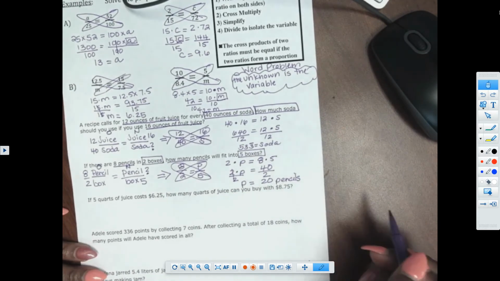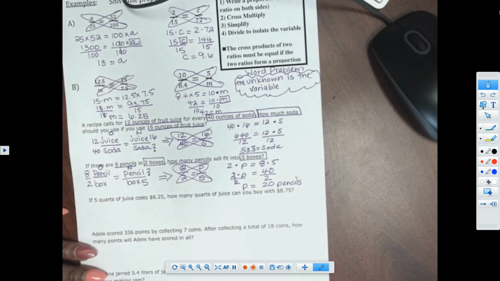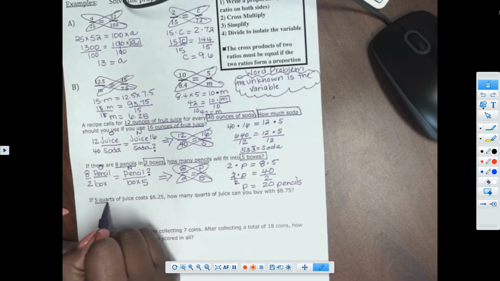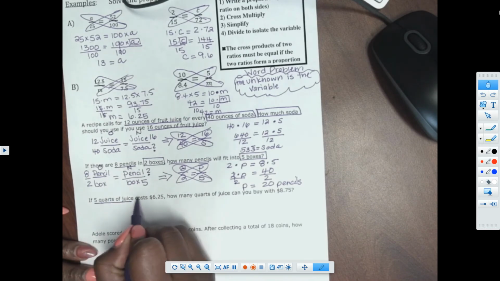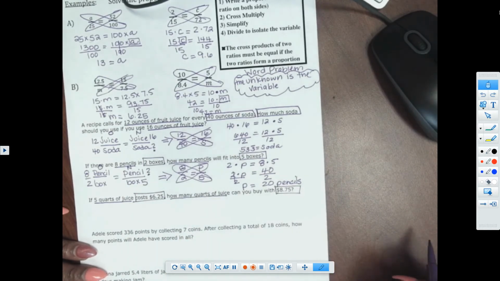And the last one that we're going to do, well, not last one, we've got a couple more. And if you need some help or you need another one, I'm going to leave the last one open for you. Okay? So if I have 5 quarts of juice that cost $6.25, how many quarts of juice will you buy with $8.75?